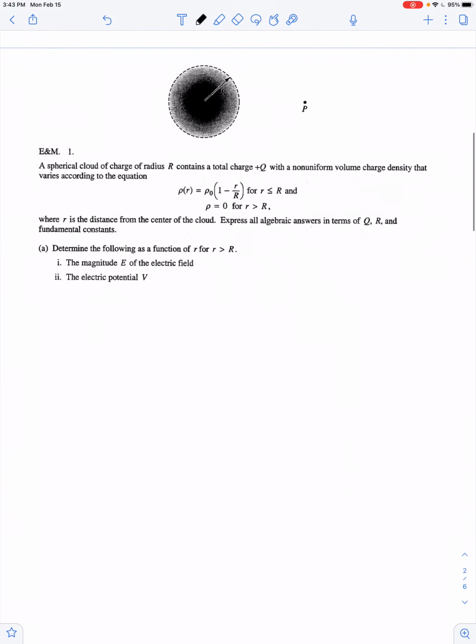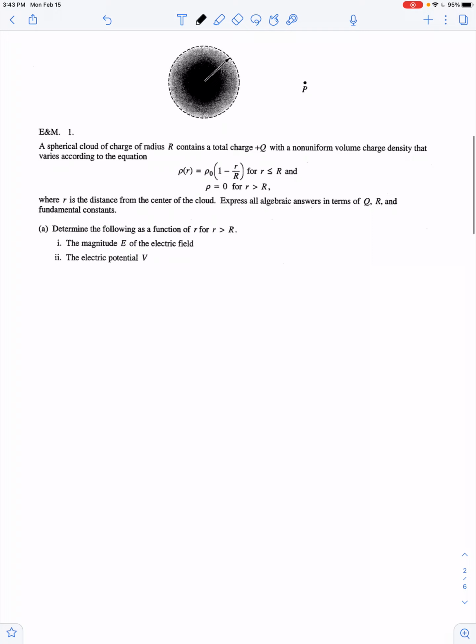So for part A, we have to figure out the electric field at points outside of this charge distribution, as well as the electric potential. Well, I'll save you some time. We've already seen this in enough lessons. At point P, it really doesn't matter whether this is a uniform or a non-uniform charge distribution. It doesn't matter whether it's metal or insulator.